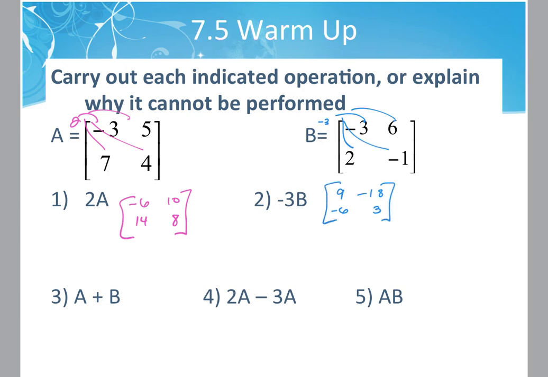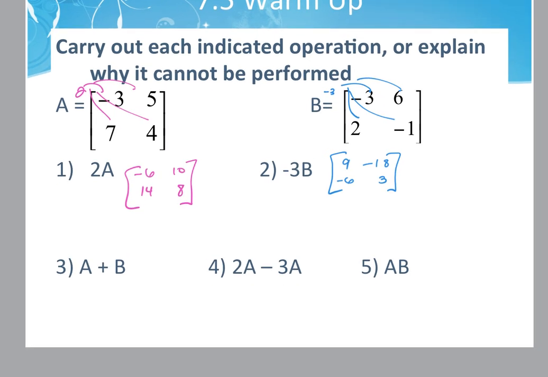And then you get to the addition. What has to happen in order for you to be able to add them? They have to be exactly the same dimensions. These are both 2 by 2, so we're good. -3 plus -3 would be -6. 5 and 6 would be 11. 7 and 2 would be 9. -1 and 4 would be 3. That's only for addition and subtraction. But multiplication is another. For multiplication, it's the inner 2 that have to match, and then the result is the outer 2.